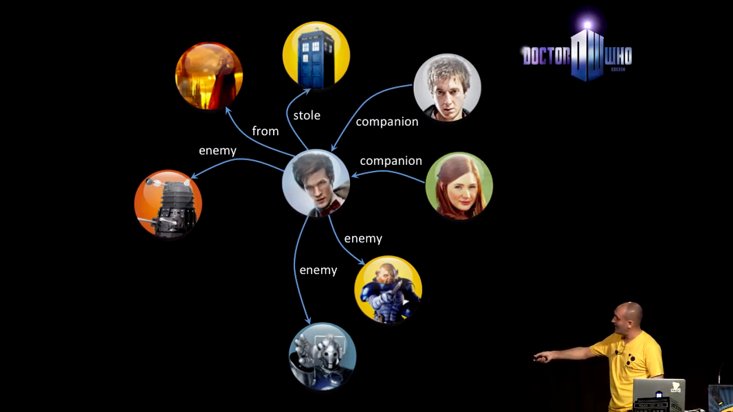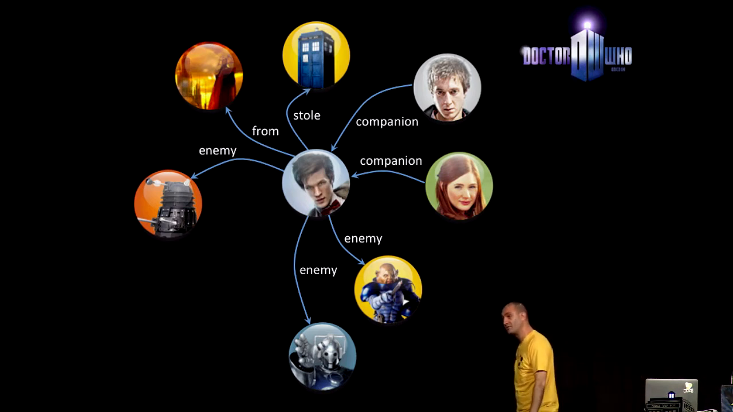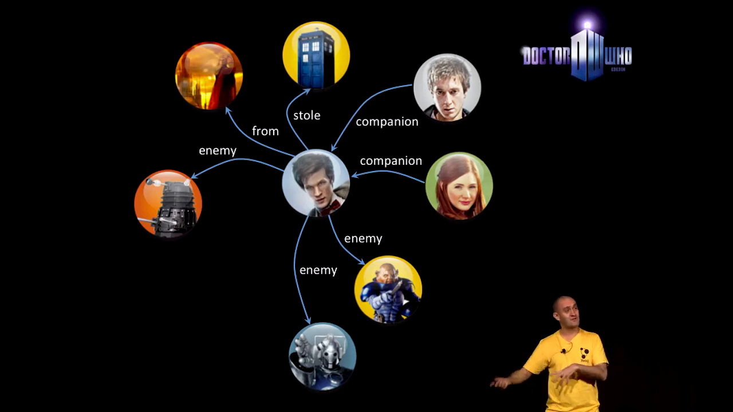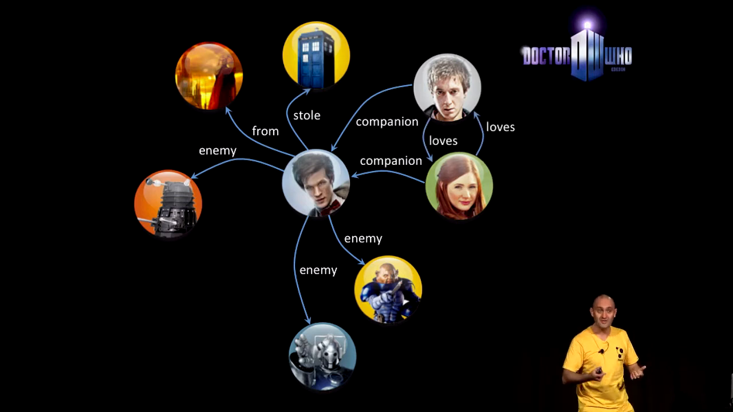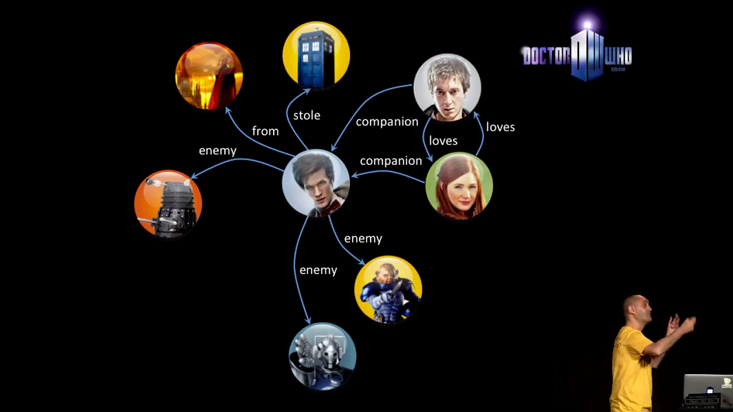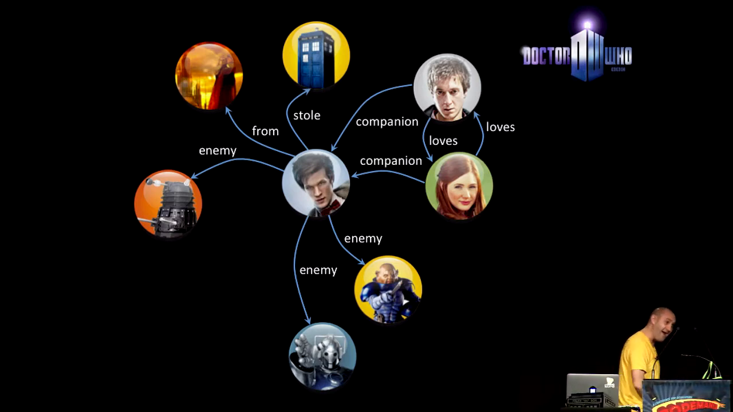And up until recently, he was traveling with these guys. This is Amy and Rory. And you can see that Amy is a companion of the Doctor and Rory is a companion of the Doctor. And in fact, these guys have got their own side story going on, right? So Amy and Rory are in love. They love each other. They got married. They have a kid. The kid's River Song. River Song becomes the Doctor's wife.